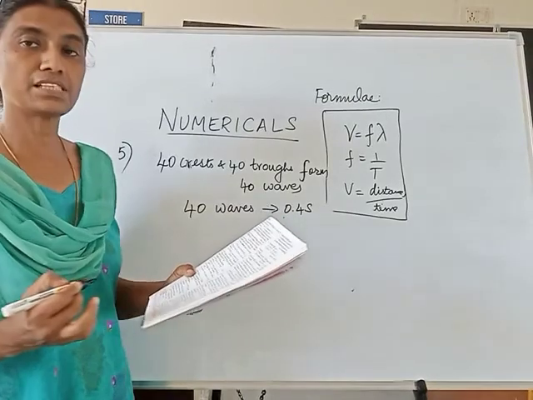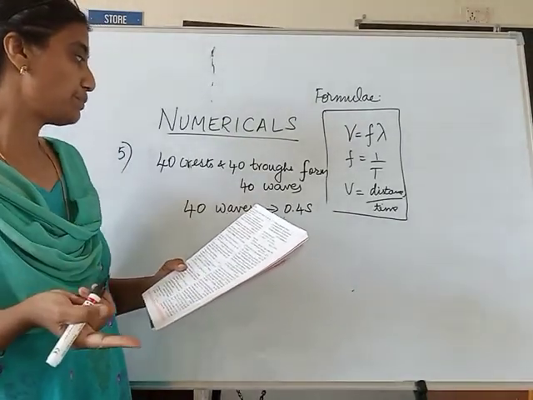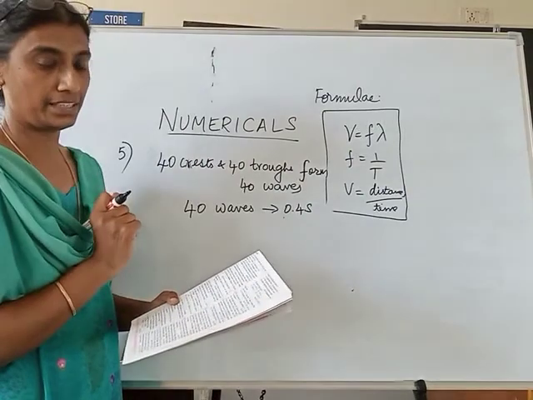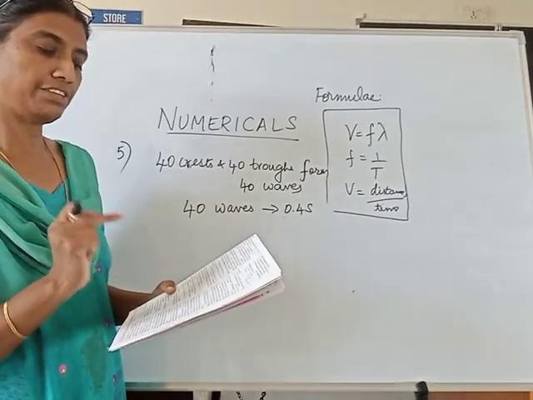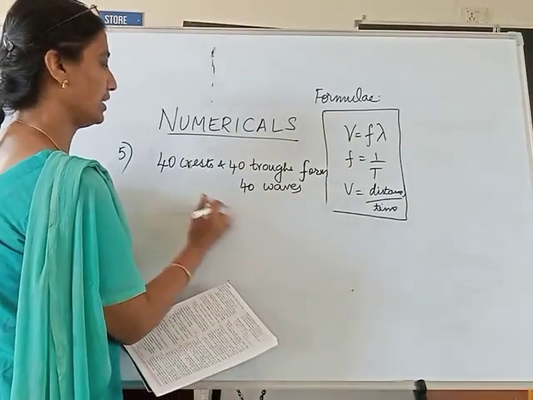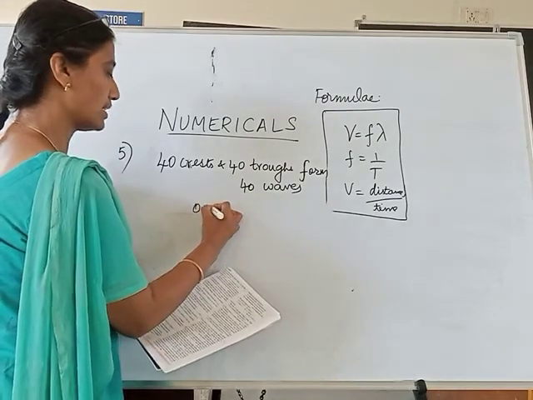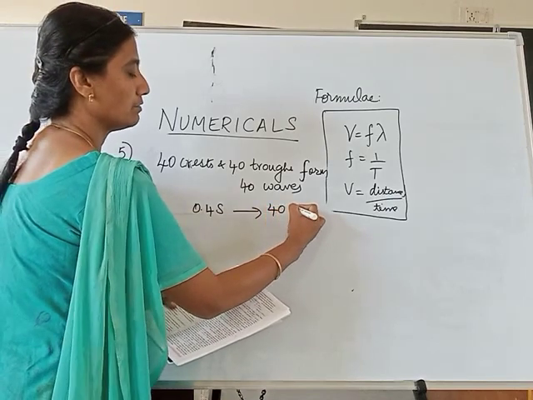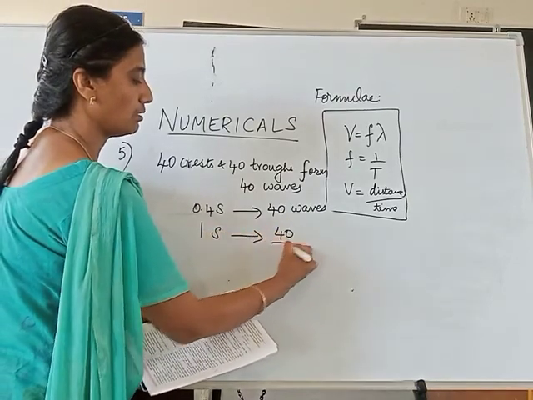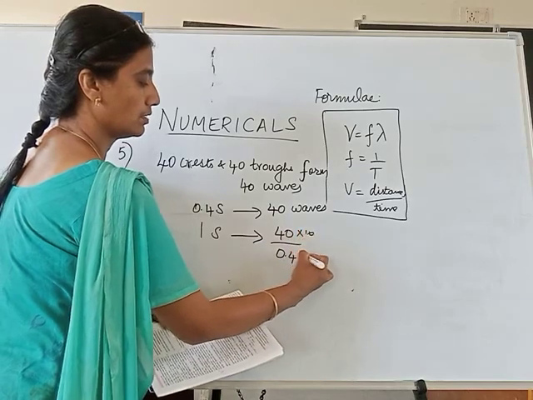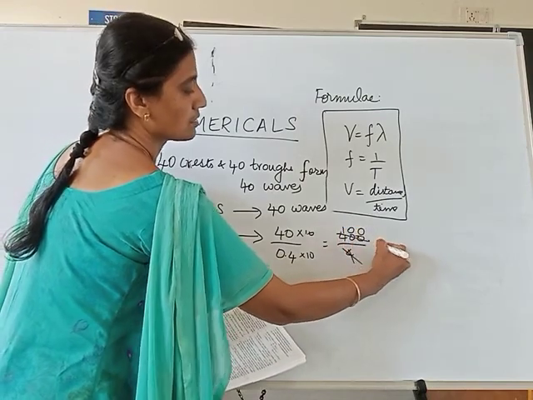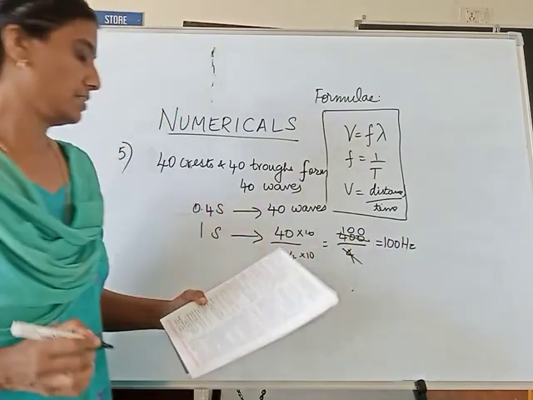We have to find the frequency. Frequency is the number of vibrations produced in 1 second. If I find it for one wave, that will give me the time period, but they have asked for the frequency. So let's write it the reverse way. In 0.4 seconds, 40 vibrations are produced. So in 1 second, how many vibrations will be produced? 40 upon 0.4. So that will be 400 by 4, that is 100 hertz. 100 hertz. Is it clear, children?